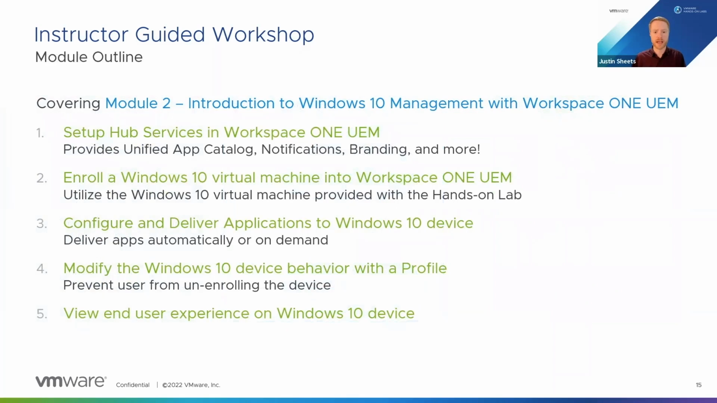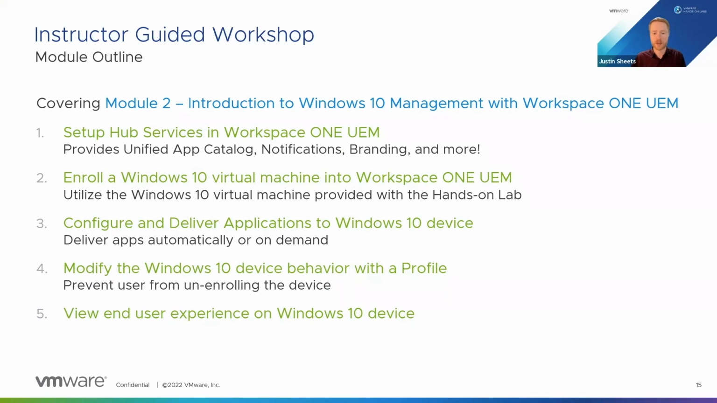So the goal for today is to complete the following major steps. I'm going to set up Hub Services in Workspace ONE UEM. This will get me access to the unified app catalog, the ability to send notifications to my devices, brand the end user experience, and more. I'll enroll a Windows 10 virtual machine into Workspace ONE Unified Endpoint Management, and I'm going to utilize the Windows 10 virtual machine that's provided for me in the Hands-on Lab.